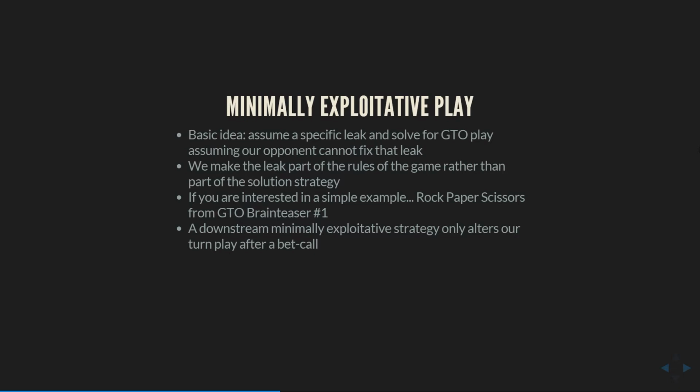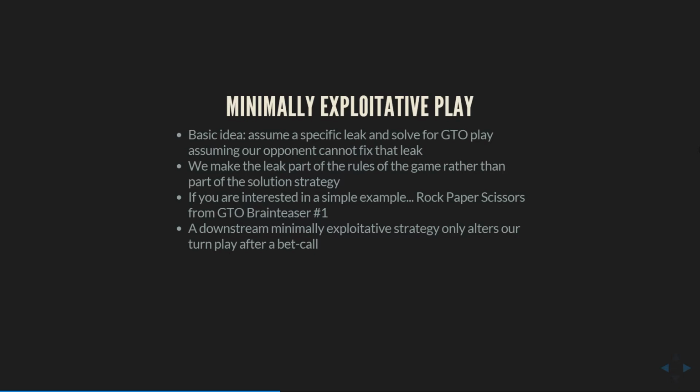So there's two types of minimally exploited play you can talk about. One is a downstream minimally exploit, and that would only alter our play further down the game tree than our opponent's leak. So again, taking this reaction to a c-bet as the leak, downstream exploited play would not alter our c-betting range because our opponent hasn't responded yet. It would only alter the things that happen after. So every time he calls a c-bet, we would play differently on every turn.